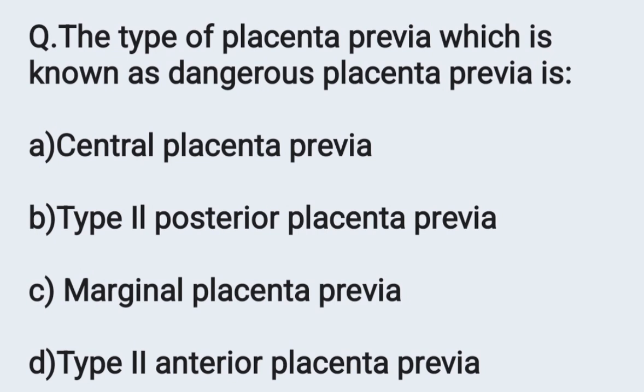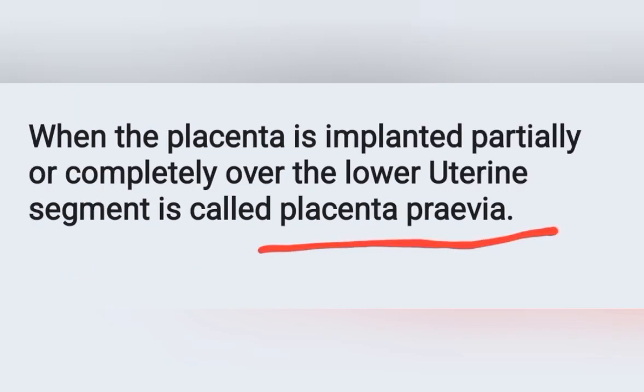Let's start today's questions. Our first question, the type of placenta previa which is known as dangerous placenta previa is? Option A, central placenta previa. Option B, type 2 posterior placenta previa. Option C, marginal placenta previa. Option D, type 2 anterior placenta previa. Here the question is, which type of placenta previa is known as dangerous placenta previa?